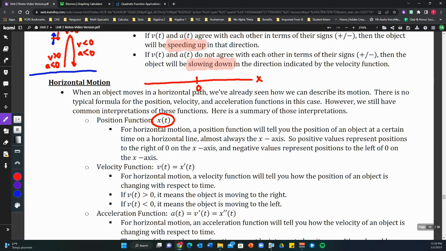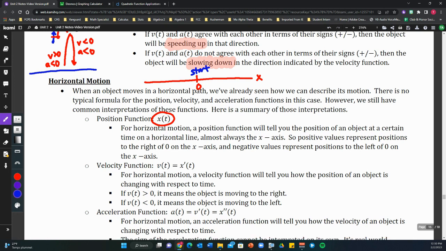But what is still the same is our position function is still just talking about where the object is at a given moment in time. The only difference now is we are talking about it on the x-axis. So that means that positive values of position represent positions to the right of 0 on the x-axis. Negative values of position are to the left. So a lot of times we just treat the origin as our starting point. This is where the particle starts, and then we take into account its motion relative to that point.